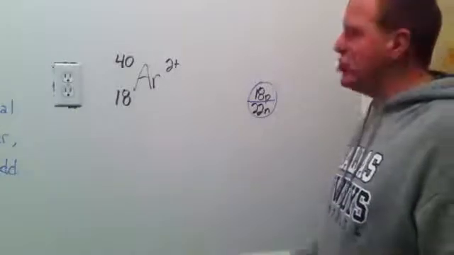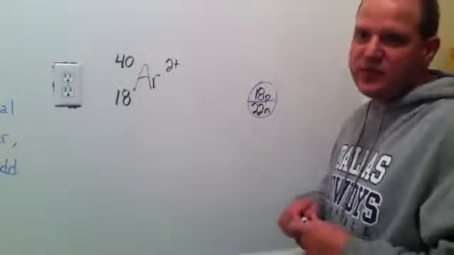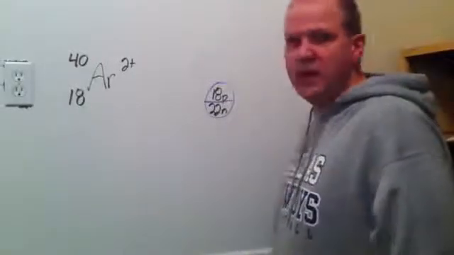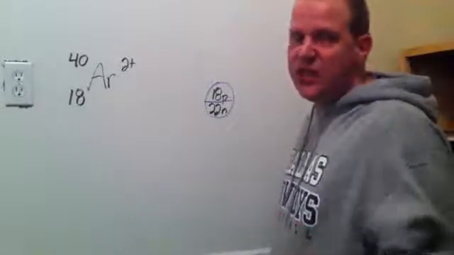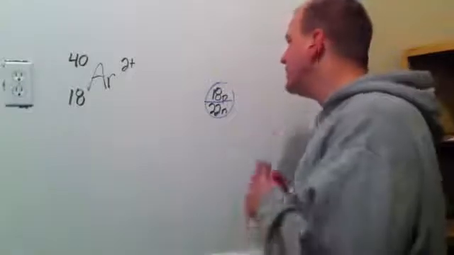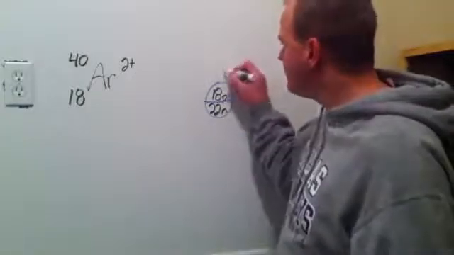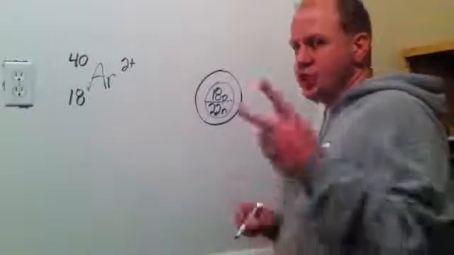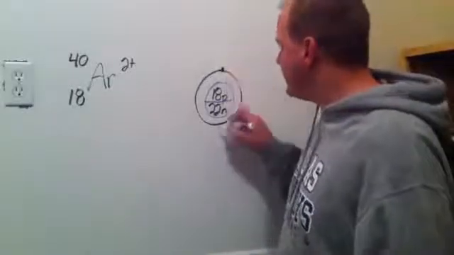I've got to take my charge into account. This is a 2 positive charge. That means I've got to take away 2 electrons. So 18 minus 2 gives me 16 electrons. So we start off with the first cloud. How many can my first cloud hold? 2. So we hold 2 electrons in that first cloud.